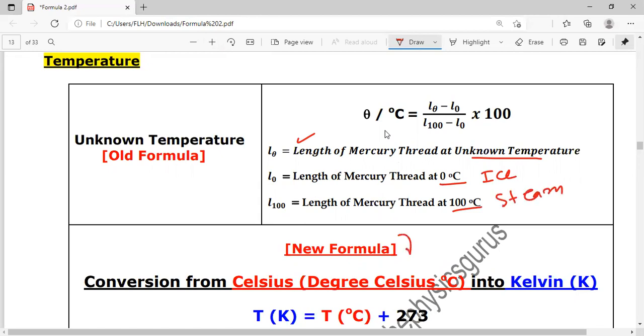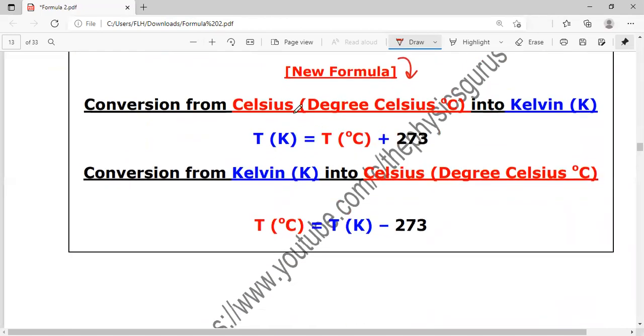The new formulae which are included in the 2023 syllabus are how we can convert Celsius into Kelvin and Kelvin into Celsius. So for conversion from degrees Celsius into Kelvin, we will add 273 to the value of temperature given in Celsius or centigrade. And if we want to convert Kelvin into Celsius, then we have to subtract 273 from the value given in the unit Kelvin.